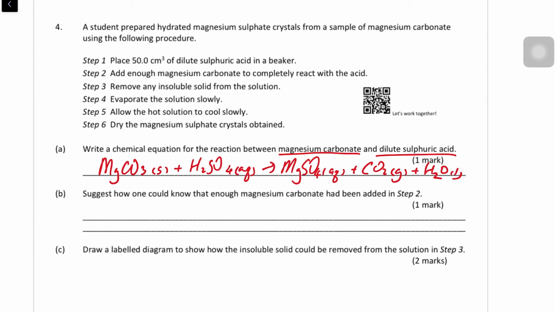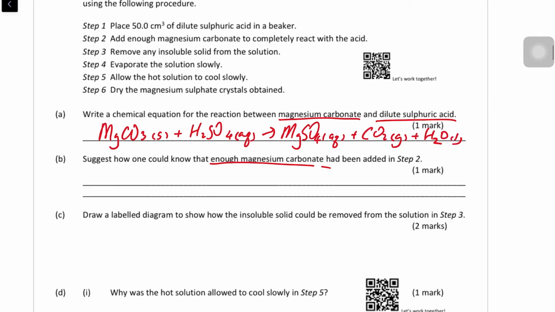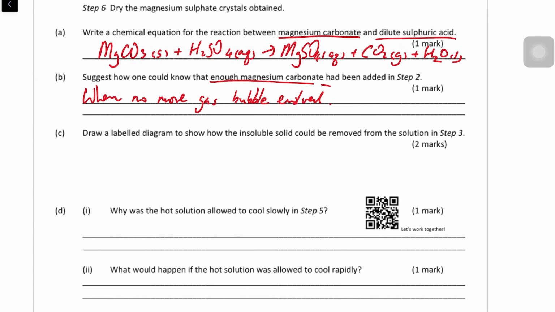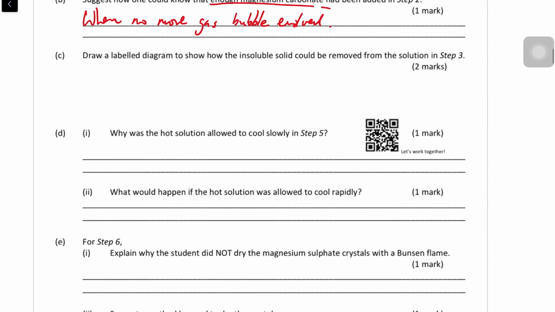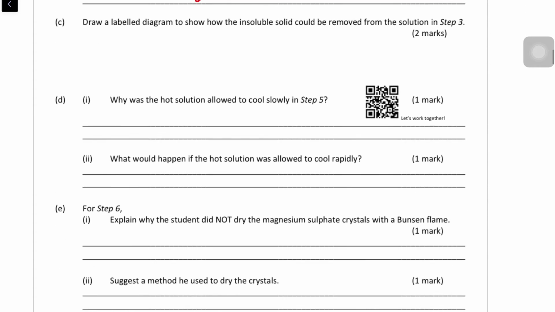Next is, how can we know that enough magnesium carbonate is added? Okay, this question just means how can we know that the reaction has stopped, or how can we know that magnesium carbonate is in excess? Well, this is easy. When you cannot see any bubble evolve, that means all acid is gone, right? Now, C, okay, I skip this one, you can refer to the diagram in your notes.